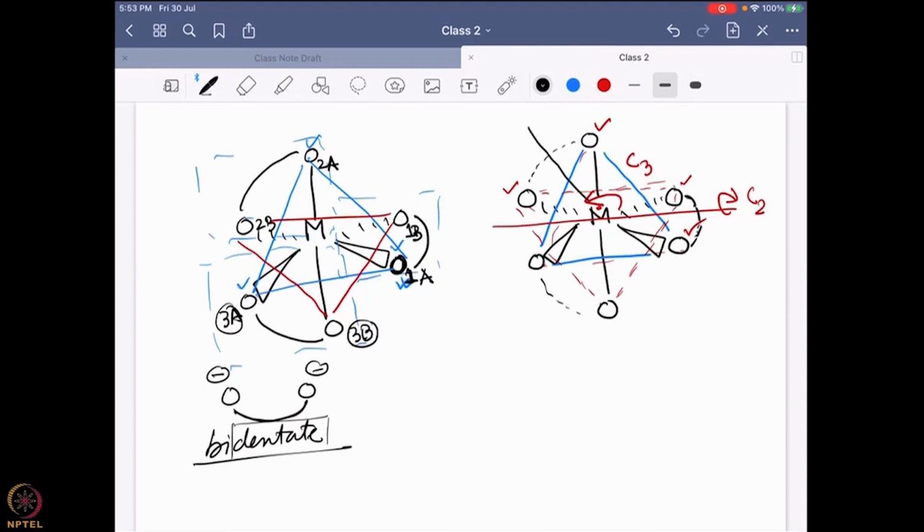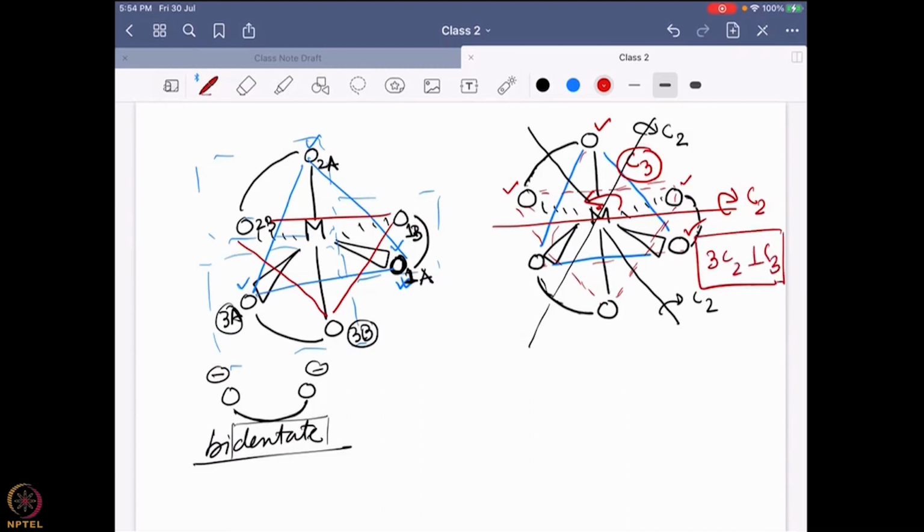So those will be over here, going through these oxygen-oxygen bonds. So you have C3 and you have 3 C2 perpendicular to C3. And there are no other symmetry elements present other than obviously the identity element E. The rest of them are not there. So it belongs to the point group D3. And that is why this molecule is going to be a chiral molecule.